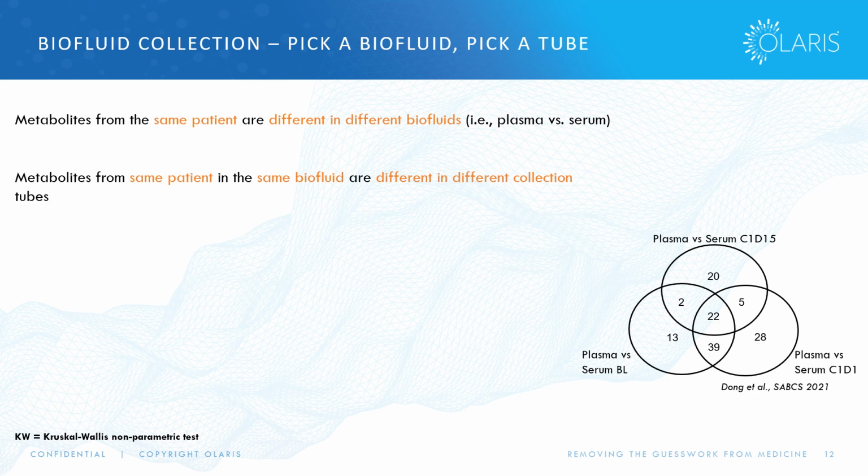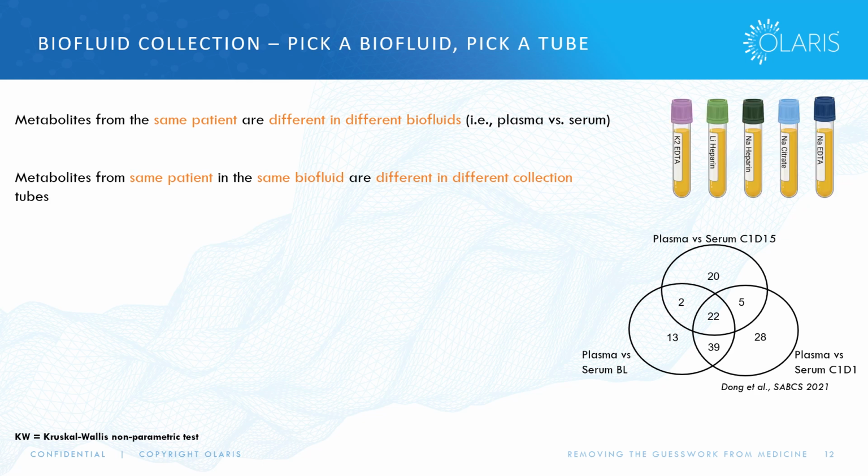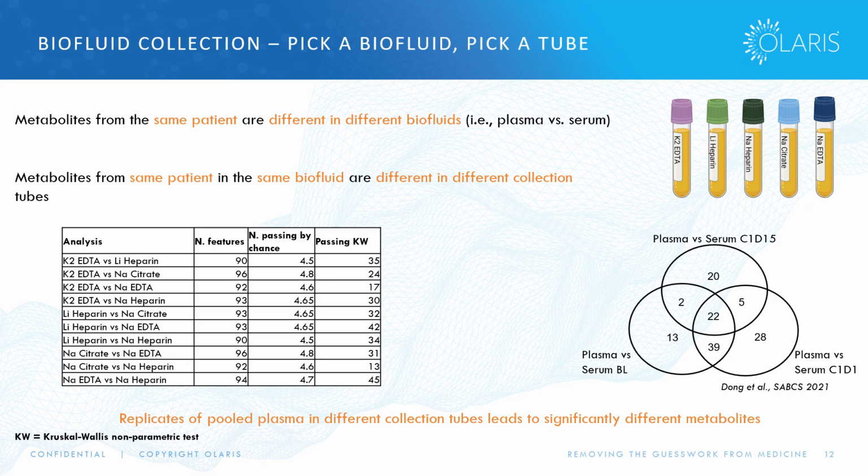Moreover, we saw the metabolites from the same patient in the same biofluid are different between different collection tubes. When you go to the doctor and you get your blood drawn, you can see that the tubes have different caps. So what does that mean? Each cap will tell you the type of anticoagulant that is present in the tube. We tried to measure the differences in the different tubes, and we saw that there's a high number of metabolites that pass a Kruskal-Wallis nonparametric test, and these are much higher than the number of metabolites that would pass by chance. So this tells you you need to pick a specific tube for your analysis.